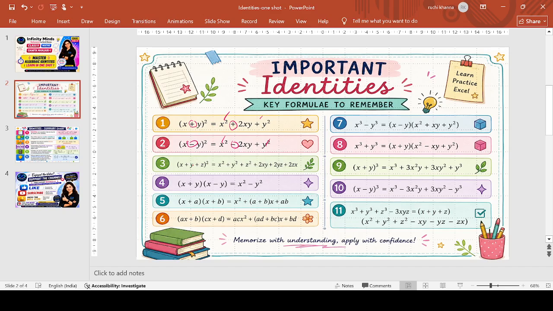Identity number 3, x plus y plus z whole square. All of these have been explained in detail during my previous videos. You must refer to them if you haven't. So I had explained how we get x plus y plus z whole square when you have the square of the sum of 3 terms.